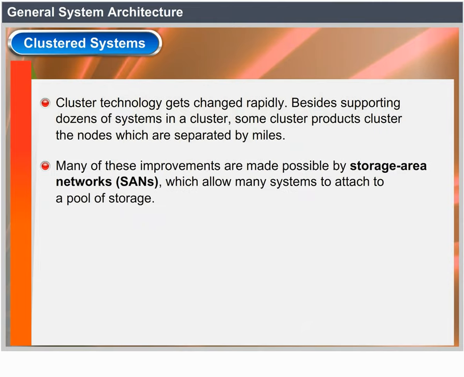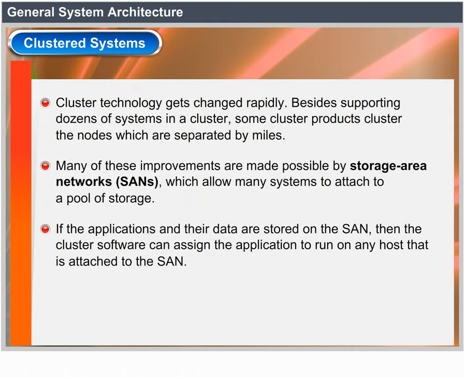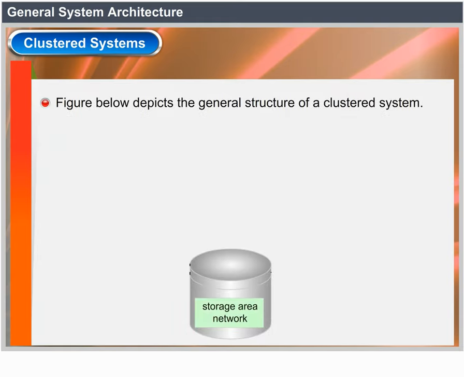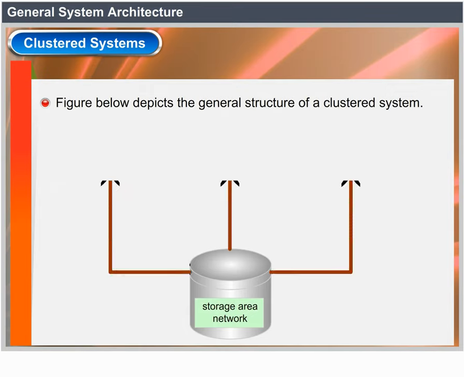Many of these improvements are made possible by storage area networks, SANs, which allow many systems to attach to a pool of storage. If the applications and their data are stored on the SAN, then the cluster software can assign the application to run on any host that is attached to the SAN. If the host fails, then any other host can take over. In a database cluster, dozens of hosts can share the same database, greatly increasing performance and reliability. The figure below depicts the general structure of a clustered system.